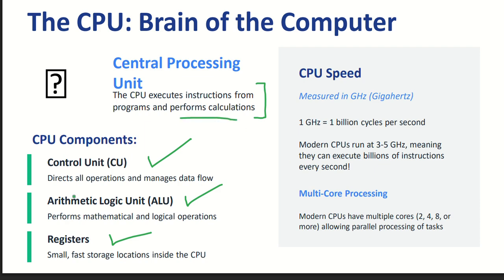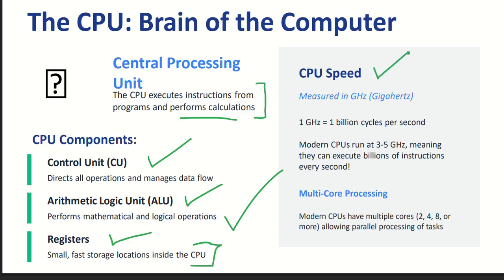Let's discuss the components of the CPU. The CU directs all operations and manages data flow. The arithmetic logic unit performs mathematical and logical operations. The registers are small, fast storage locations inside the CPU. That means the computer can access a register to input data temporarily. There is a memory called cache memory that is stored in the form of registers.